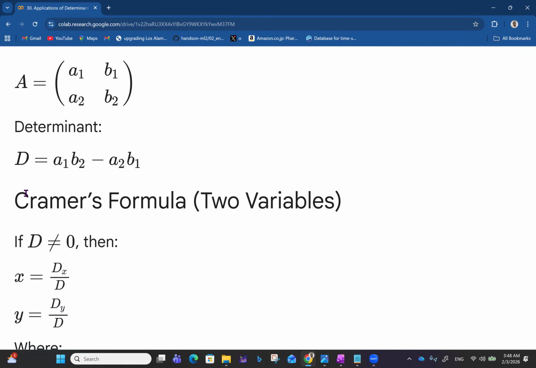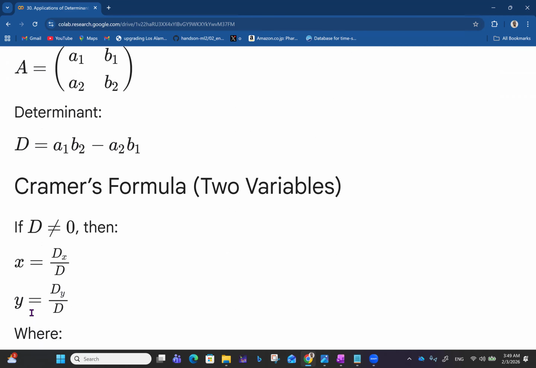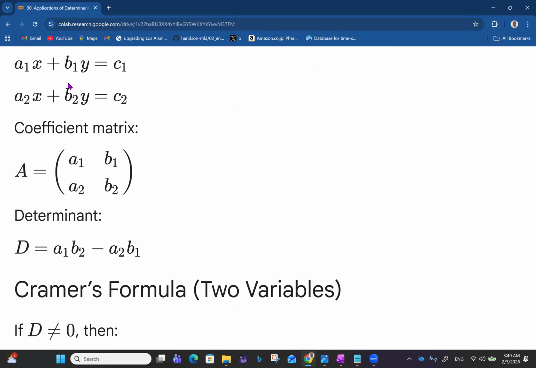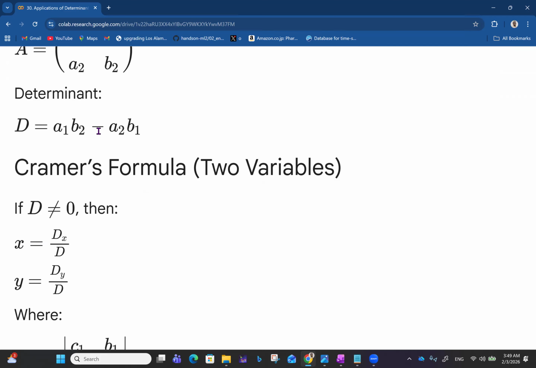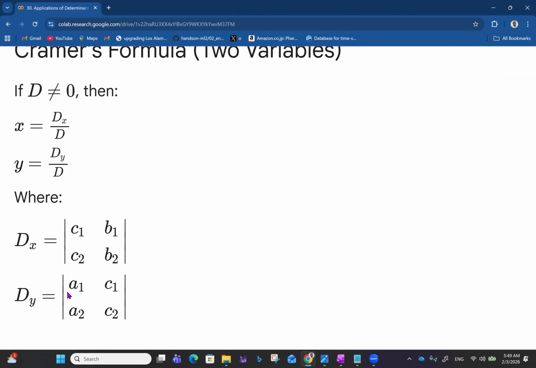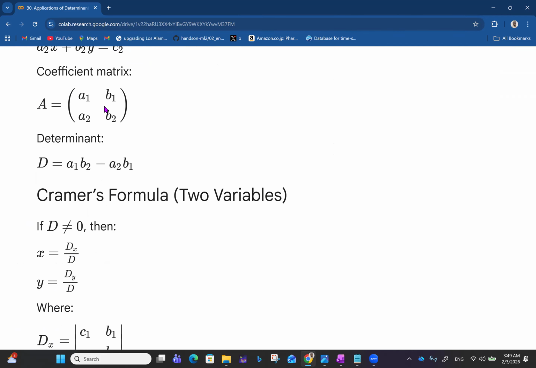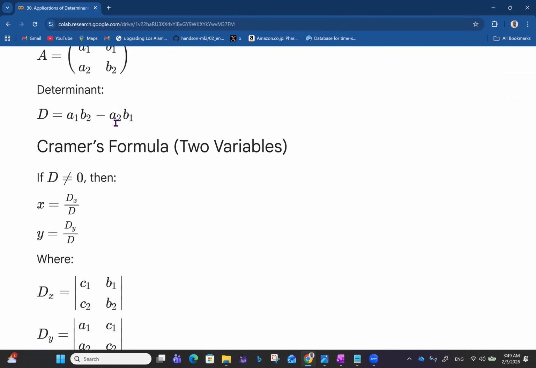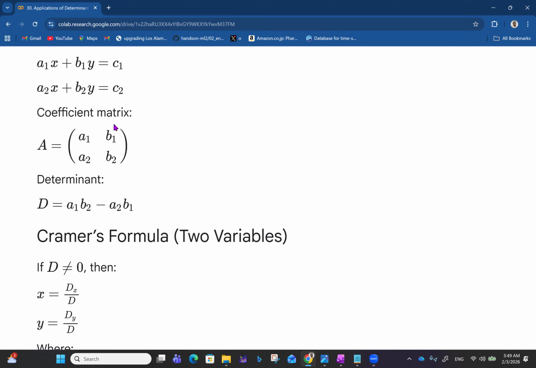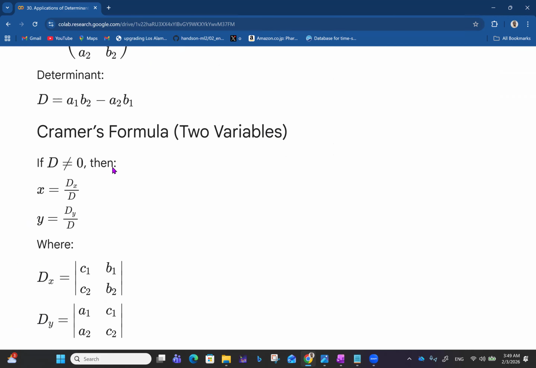First of all, you have computed d, right? So Cramer's rule for two variables: if d is not equal to 0, that is, a1 b2 minus a2 b1 is not 0, then the solution to this problem, x, is going to be dx over d, and y is going to be dy over d. And then this is the definition of dx. So for dx, see the original matrix a1, b1, a2, b2. But for dx, the right hand side c1, c2 replaces a1, a2. For dy, the right hand side replaces b1, b2 while retaining the original part.